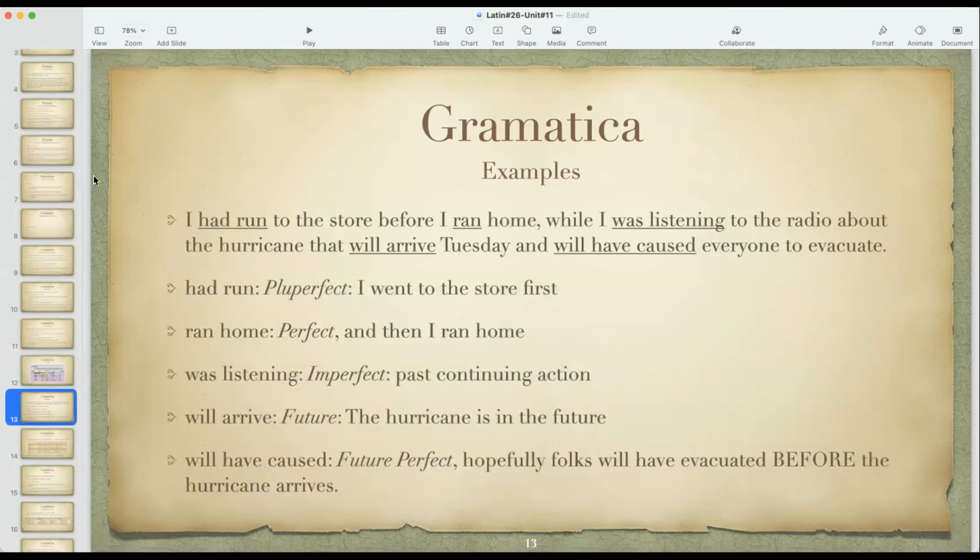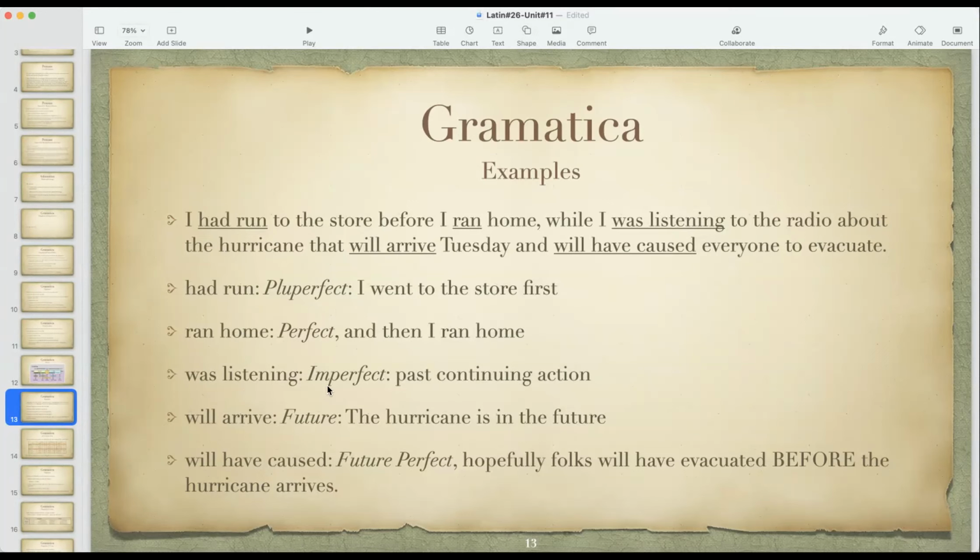So I got an example here. I struggled with this. I had run to the store before I ran home while I was listening to the radio about the hurricane that will arrive Tuesday and will have caused everyone to evacuate. That has all the tenses in there, except the present, by the way. So I had run, the pluperfect. This is, I went to the store before I did anything. The perfect, and then I ran home, but I did it before now.